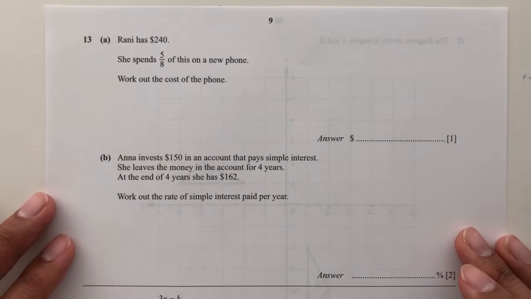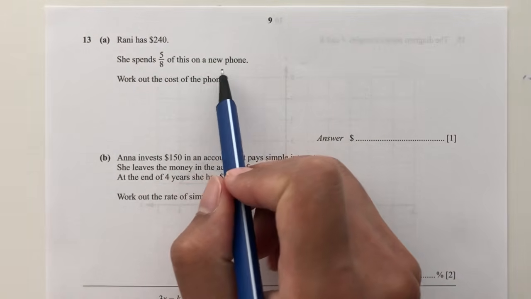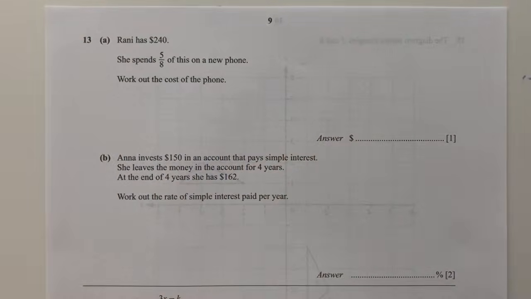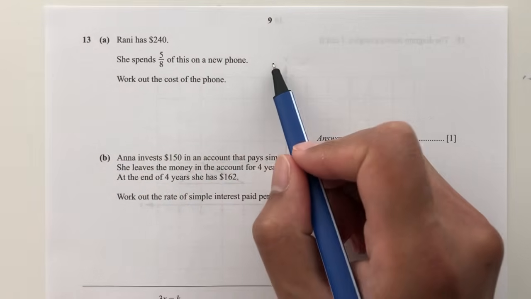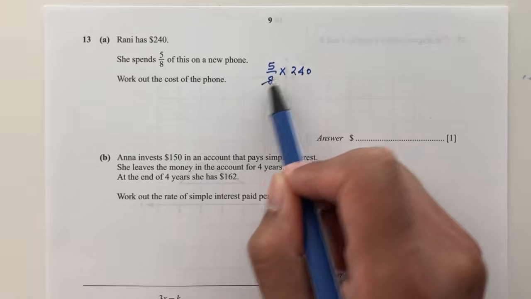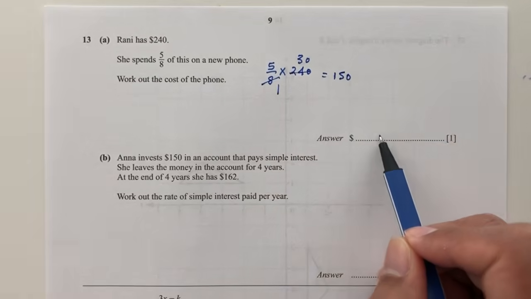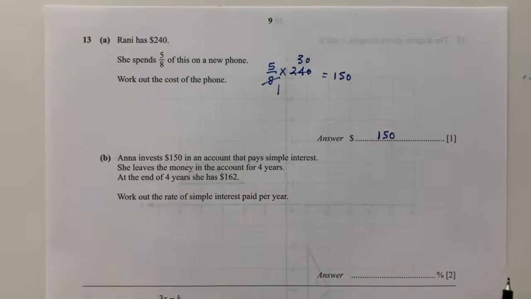Now question number 13 we have: Rani has 240. She spends 5/8 of this on a phone. Work out the cost of the phone. So she spent 5/8 on the phone. So this is 5/8 times 240. That will be 30 times 5. The cost is 150. That's the cost of the phone.